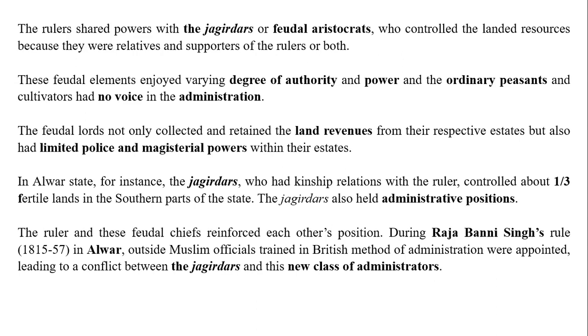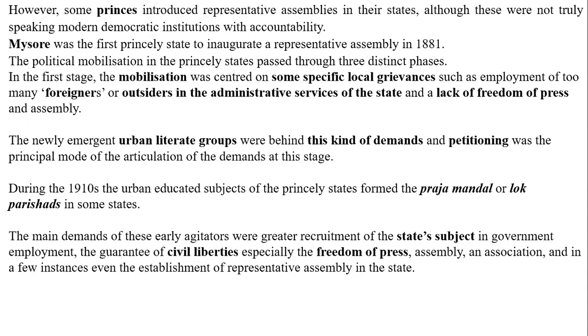Also, now there was a kind of conflict which eventually was perpetrated through the Britishers. And what was happening, for example, during Raja Banne's rule in 1815 to 1857 in Alwar, outside Muslim officials that were trained in British methods of administration were appointed, which eventually led to the conflict between Jagirdars and the new class of administrators. Okay, so all these kinds of things. So you can see that as we are approaching the 19th century, there are a whole lot of different things happening in these princely states.